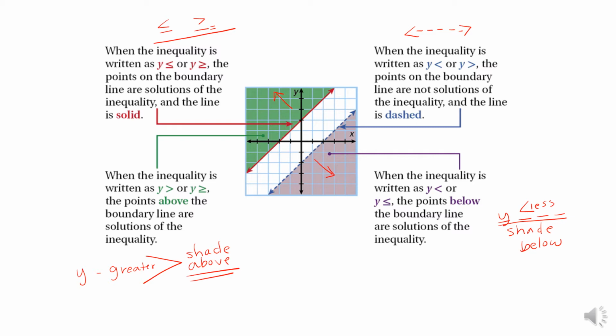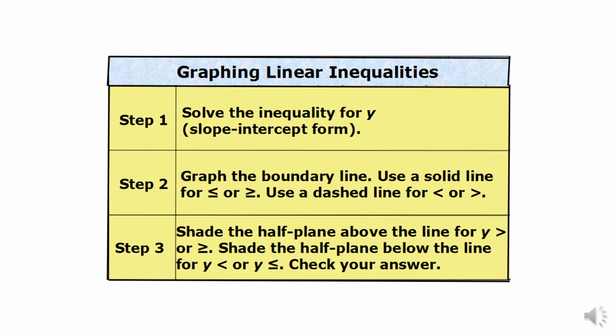Okay, so here are the steps to solve a linear inequality. First, solve the inequality for y. Put it in slope-intercept form. Remember, if it's in standard form, you're going to use your intercepts if the coefficients a and b are factors of c. That's easier. If it's not, put it in slope-intercept form.